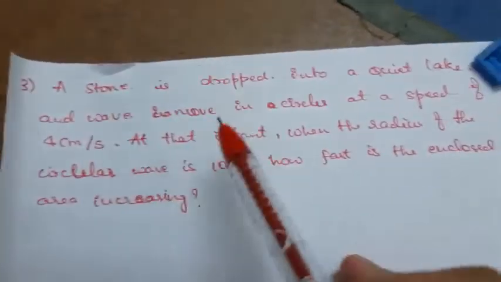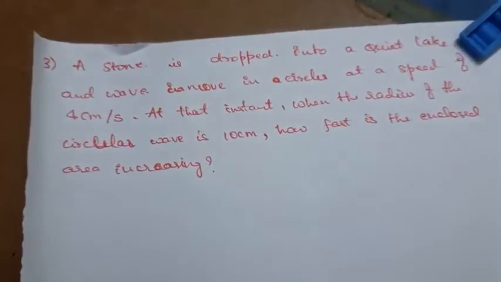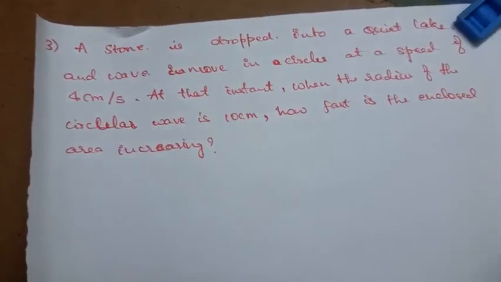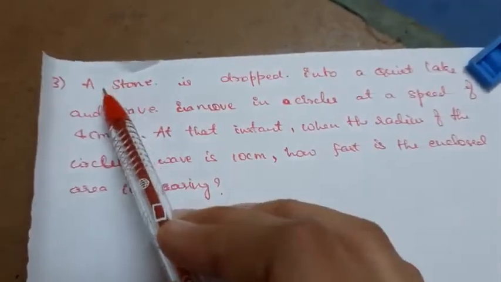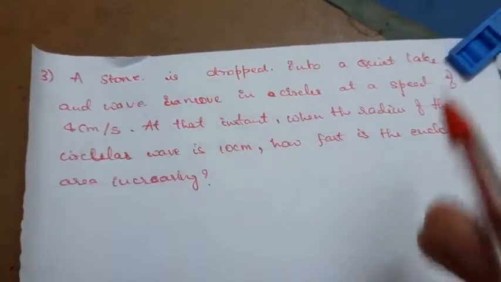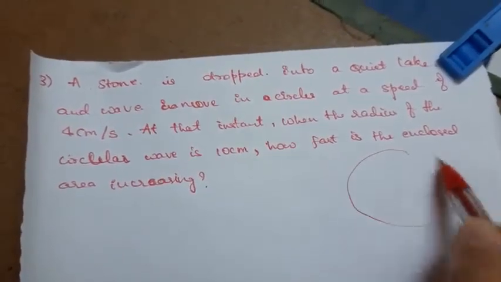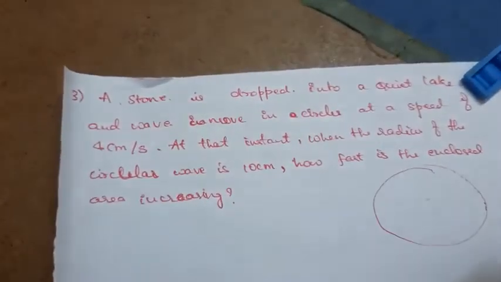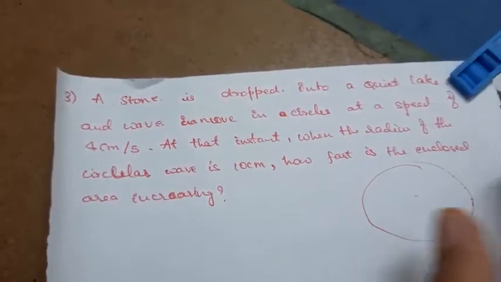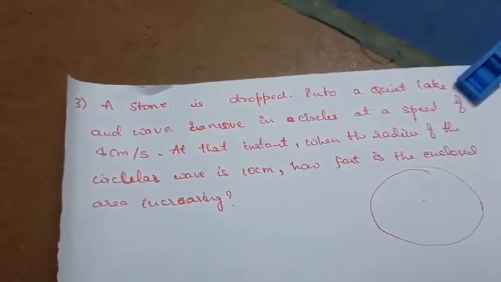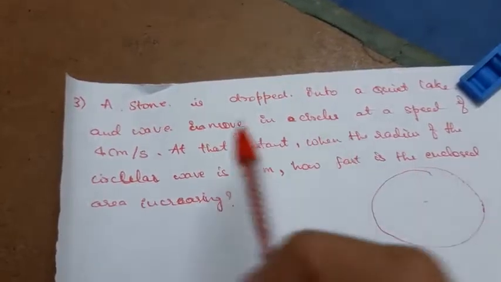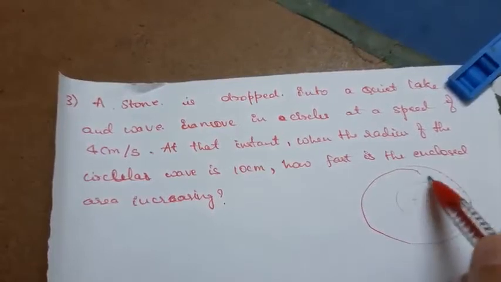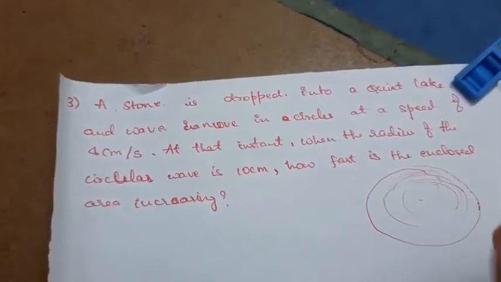The next question is an application type of question. There will be certain questions which are asked like a day-to-day life general example which we need to imagine. So here is one such question: a stone is dropped into a quiet lake. So there was a quiet lake where the water was not disturbed, so a stone is dropped into that lake. When we drop a coin or a stone or anything, a wave is formed. Here that wave is moving in a circular form.